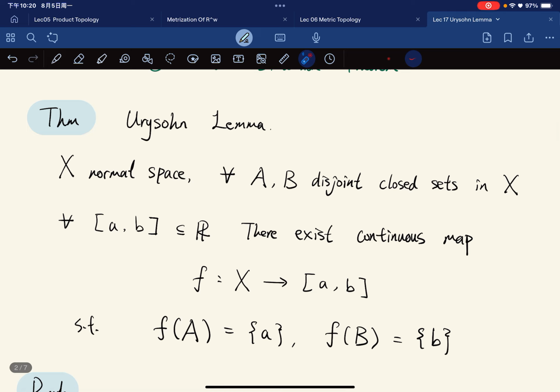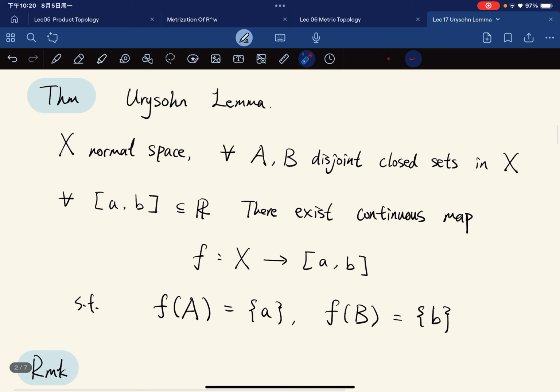The Urysohn lemma states that given a normal space X and any two disjoint closed sets A and B in X, and any closed interval [a, b] in R, there exists a continuous map f from X to [a, b] such that f maps A all to the single point a and B all to the single point b. So this is the statement of the Urysohn lemma. Basically, it means that we can separate two closed sets by a continuous function.